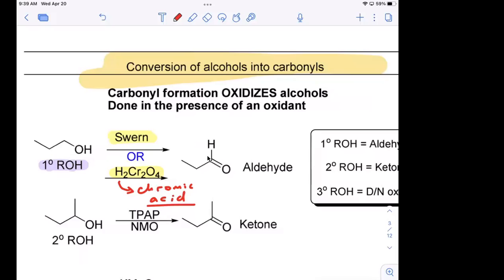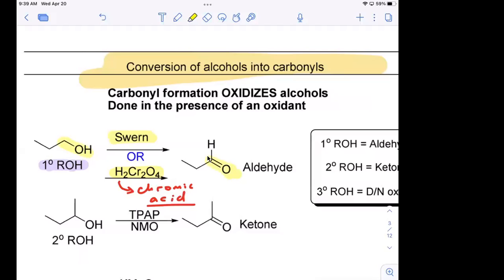But it's very effective for primary. It actually will work on secondaries too, but primary is really, really effective, really high yielding. Same with chromic acid. If you want to convert a primary alcohol, which we have here, into a carbonyl, right, an aldehyde in this case, you would use one of these two methods. You would use the Swern oxidation, or you would use chromic acid oxidation. Both of them work, both high yielding, and you're going to get an aldehyde as the product.